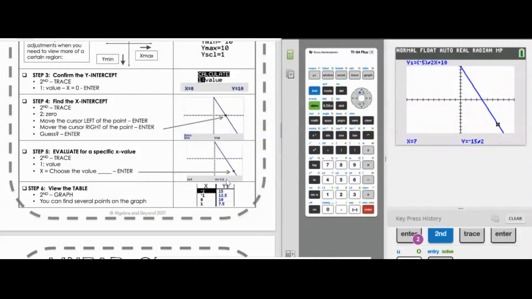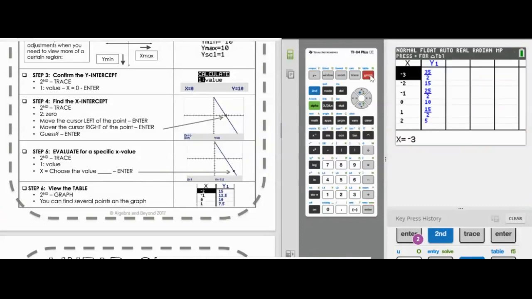Now let's look at the final step, step 6. Let's view the table for this graph. The table is a great place to find several different x values and y values on this particular graph. You can access the table by going to Second and then Graph. This particular table is starting at the value -3 for x.